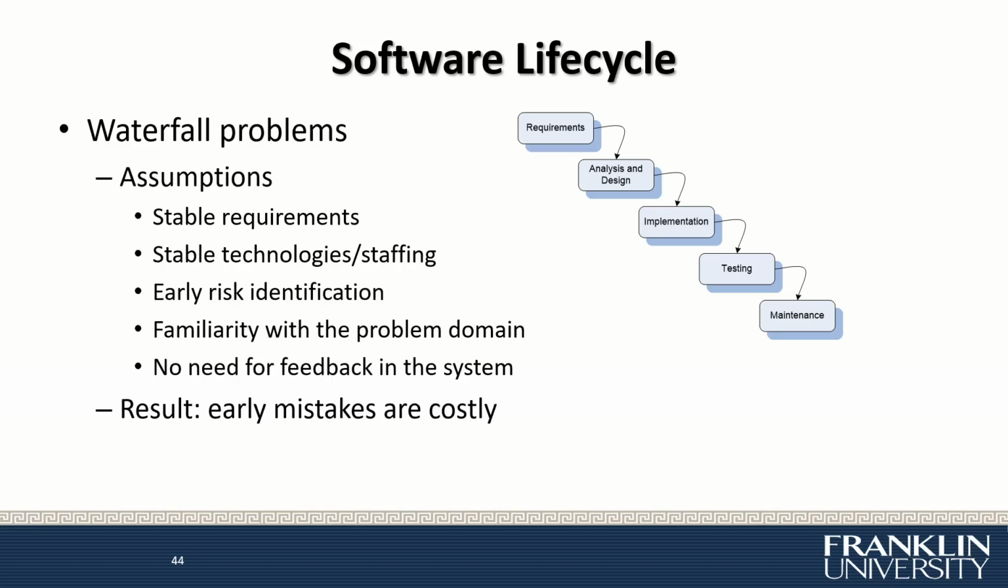But the waterfall process also has problems. Assumptions: stable requirements, stable technology or staffing, early risk identification, familiarity with the problem domain, no need for feedback in the system. Well, early mistakes could be costly. For example, in the middle of testing, you find a problem, and the problem is in the requirement. And then what's going to happen? You go back and change the requirement, and everything starts over again. That could take time, and time is costly.